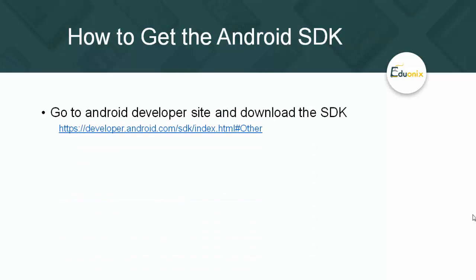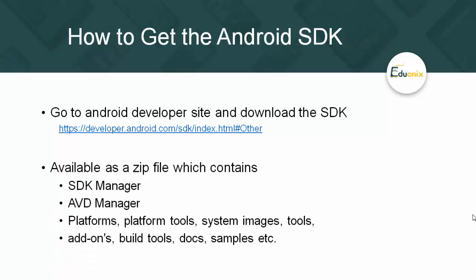To download the Android SDK, go to the Android developer site at https:/developer.android.com/sdk/index.html#other and click on Download Android Studio. It is available as a zip file that contains the SDK Manager, the AVD Manager, platforms, platform tools, system images, tools add-ons, build tools, docs, samples, etc. We're going to discuss the SDK and AVD managers in more detail now.